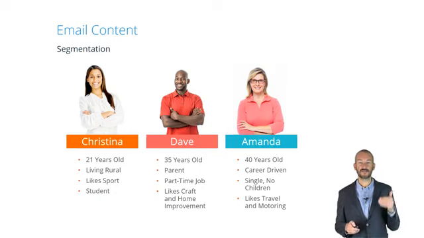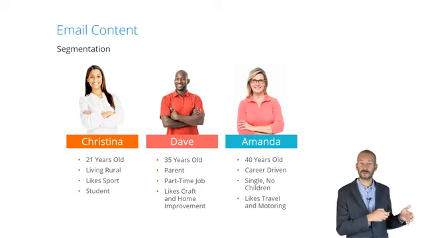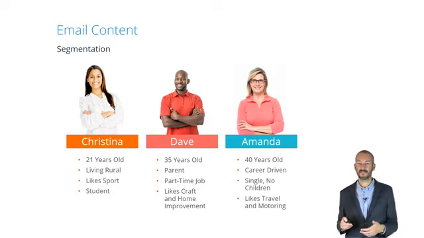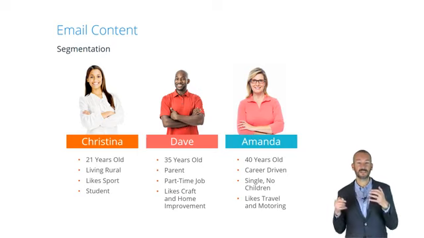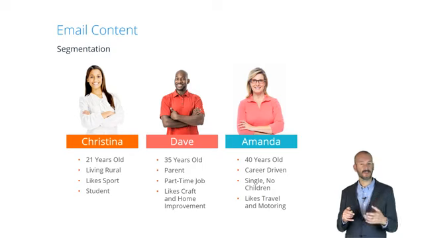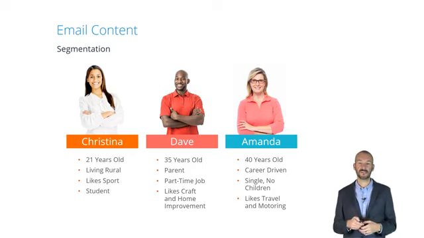Align your content to the individuals you're trying to reach. If you send content to Dave that was tailor-made for Amanda, it's not going to work. If you send an email to Christina and it's about craft and home improvement, when she wants to know about sports in a rural context, no, you send that content to Dave. Dave is your craft and home improvement guy. Or you know what? Travel. Amanda likes to go around the world, so you send her information relevant to travel if that's the industry, if that's the list that she's on.